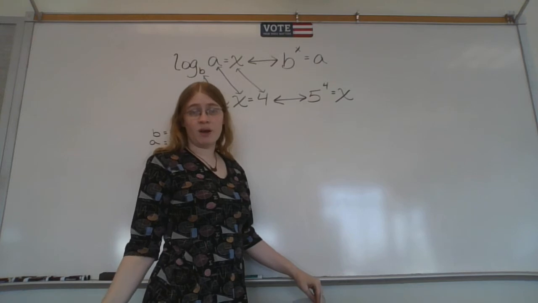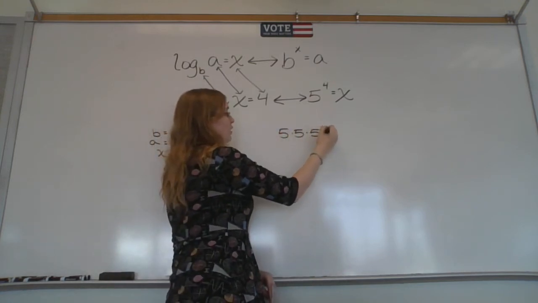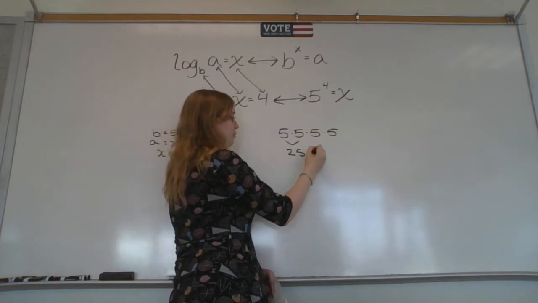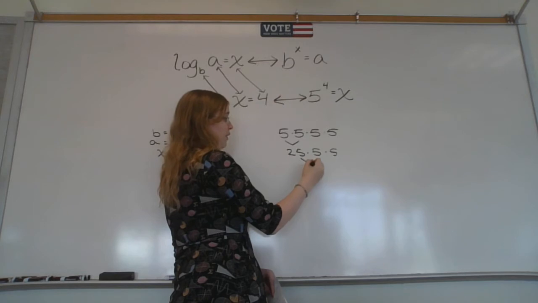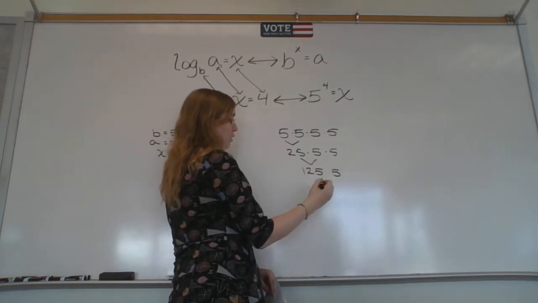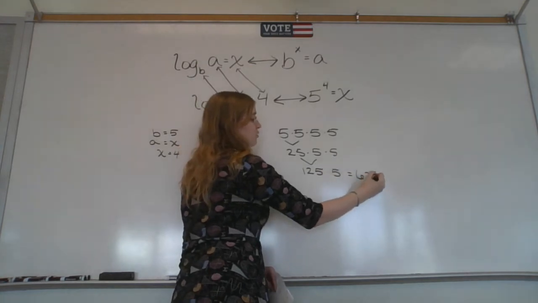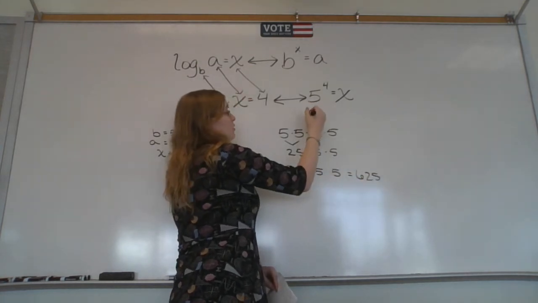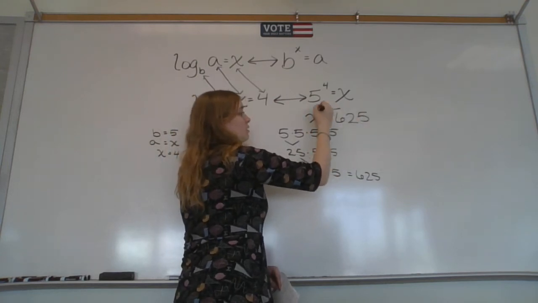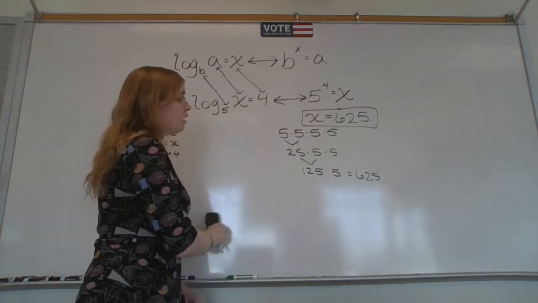Now you just got to know what 5 to the 4th is, right? So that's 5 times 5 times 5 times 5. 5 times 5 is 25. 25 times 5 is 125. And 125 times 5 is 625. So your conclusion is that x equals 625. And boom, we've solved it.